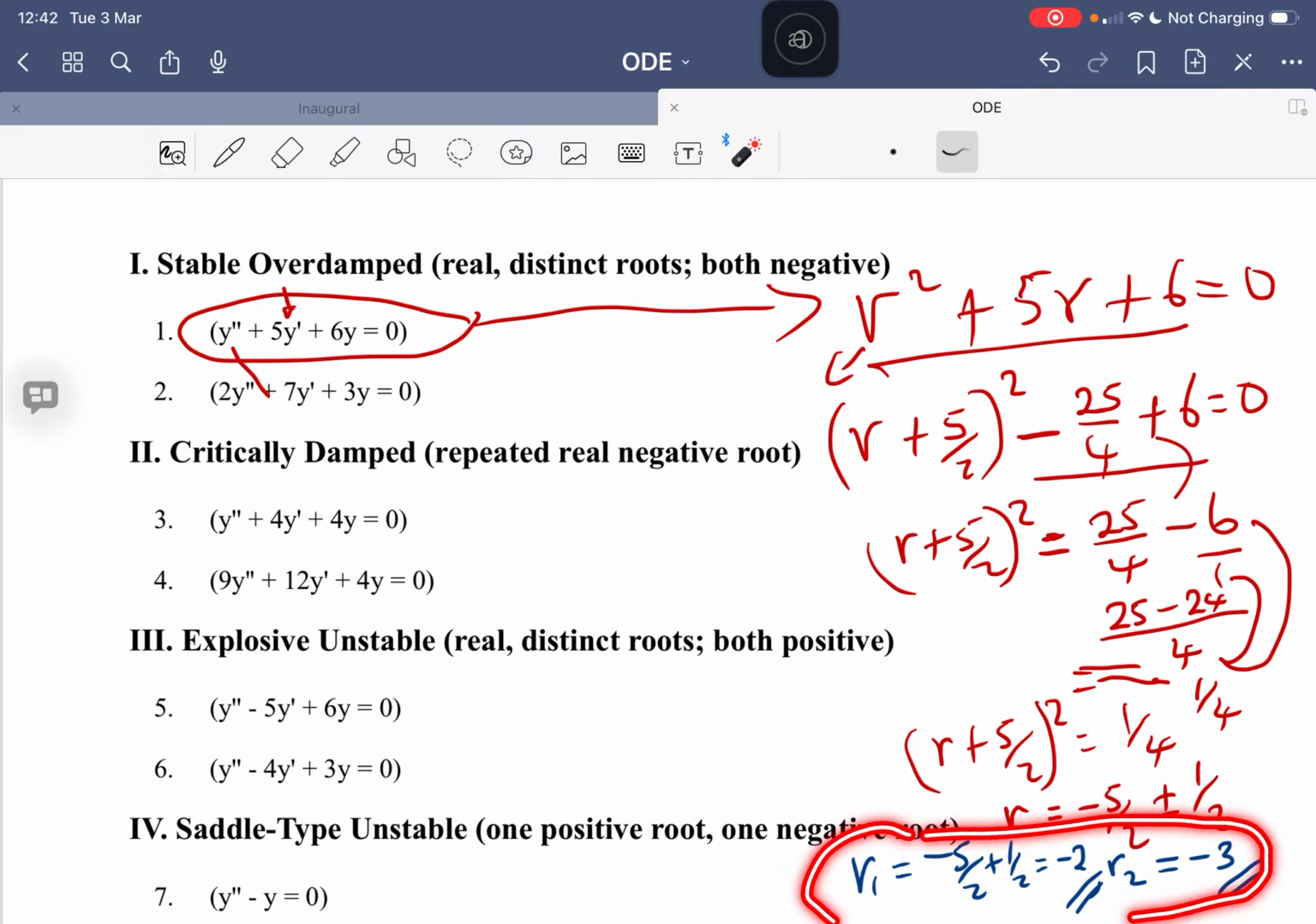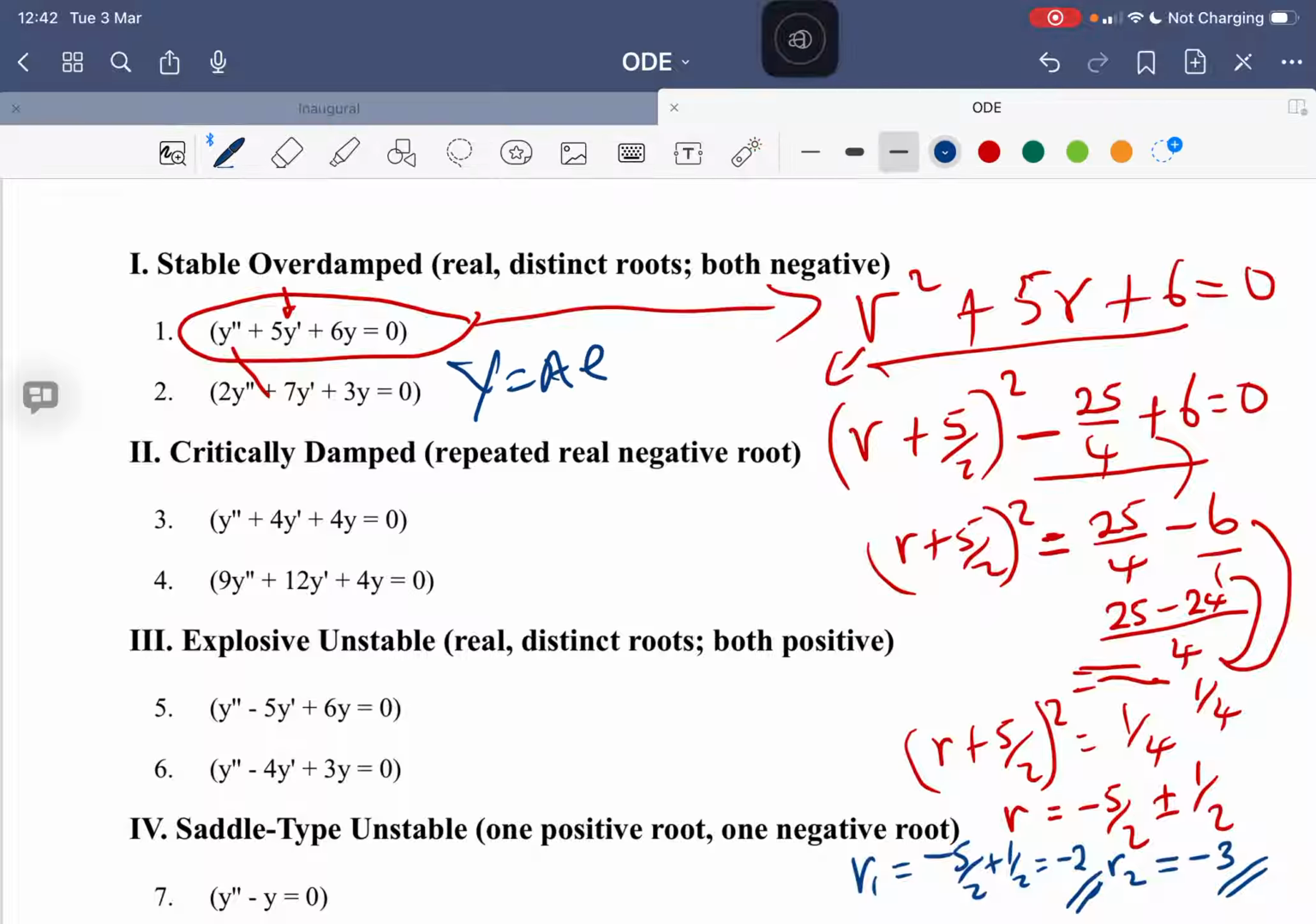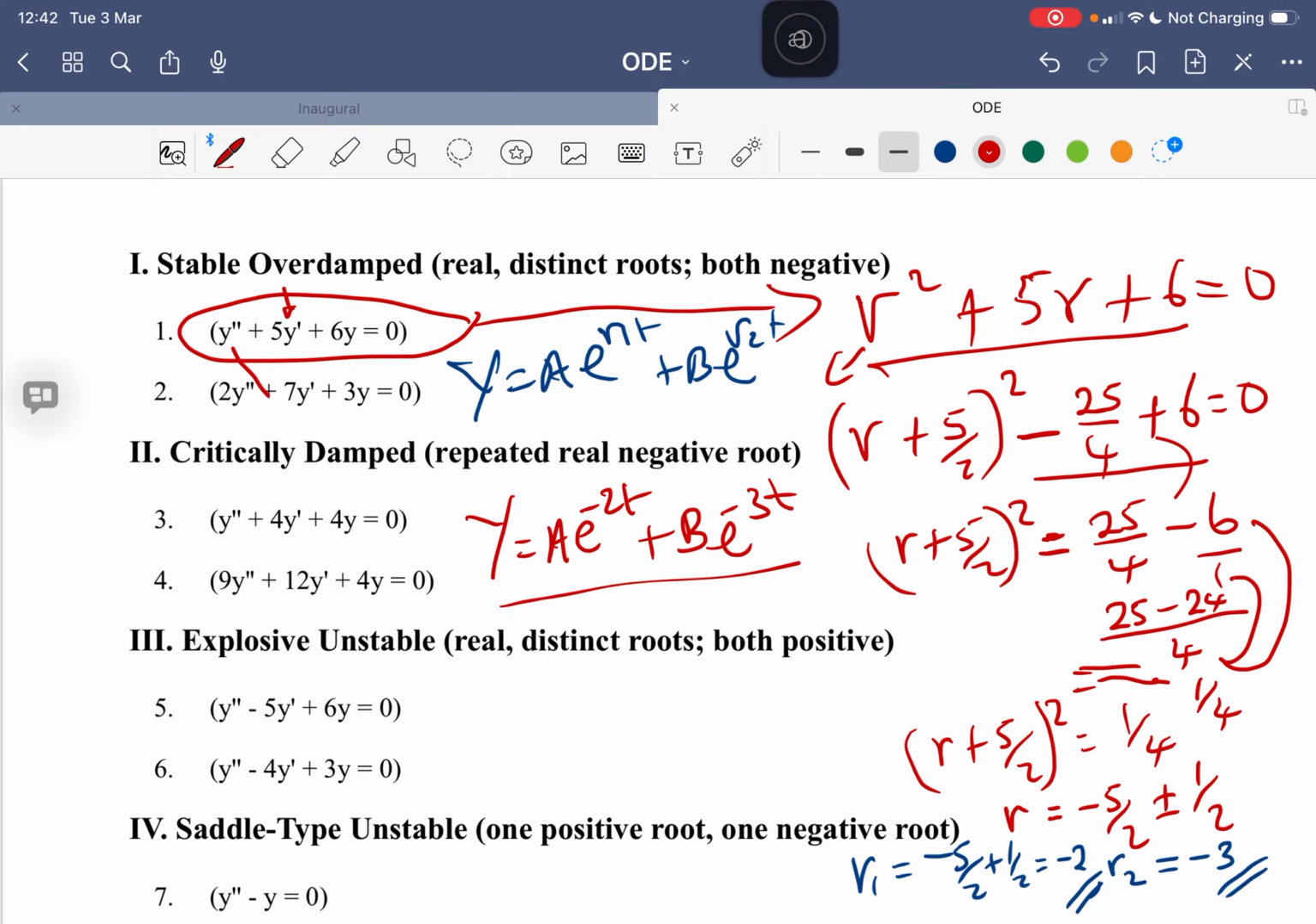We can now construct the solution to our differential equation. The solution is simply y equals a constant times exponential r1 t plus another constant times exponential r2 t. Our r1 is minus 2, our r2 is minus 3. Therefore, our solution is y equals a e to the minus 2t plus b e to the minus 3t. So this is our final solution of this number 1.